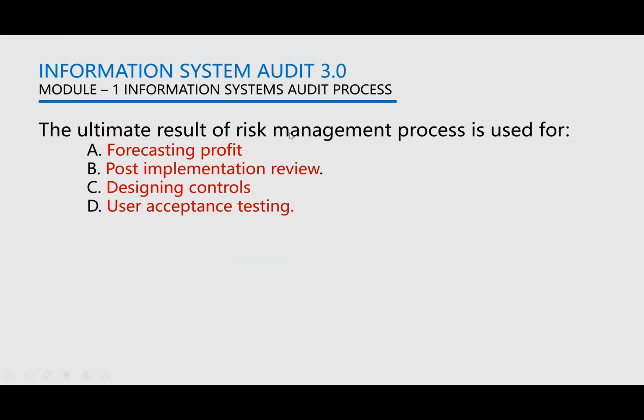The ultimate result of the risk management process is used for, now I'm not talking about risk assessment. Risk management is a bigger term. Risk management covers the entire spectrum of the process. Number one, I'll be using it for forecasting profit. I'll be using it for post-implementation review. I'll be using it for designing control, or for acceptance testing. Acceptance testing in the sense that I'll be giving the system which is being designed to the user, to use it, and when accepted by the user, it is part of the user testing. Anyone who can answer this?